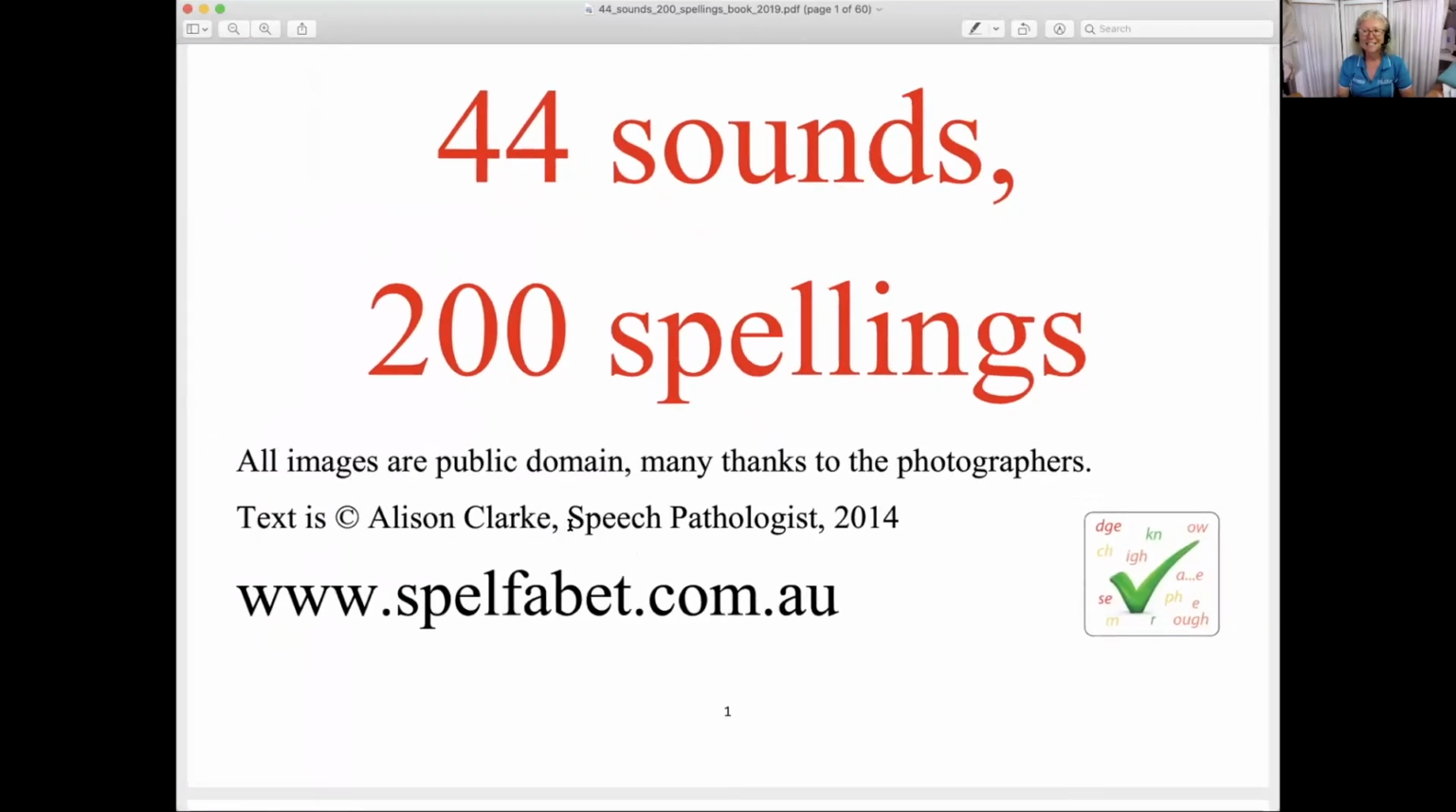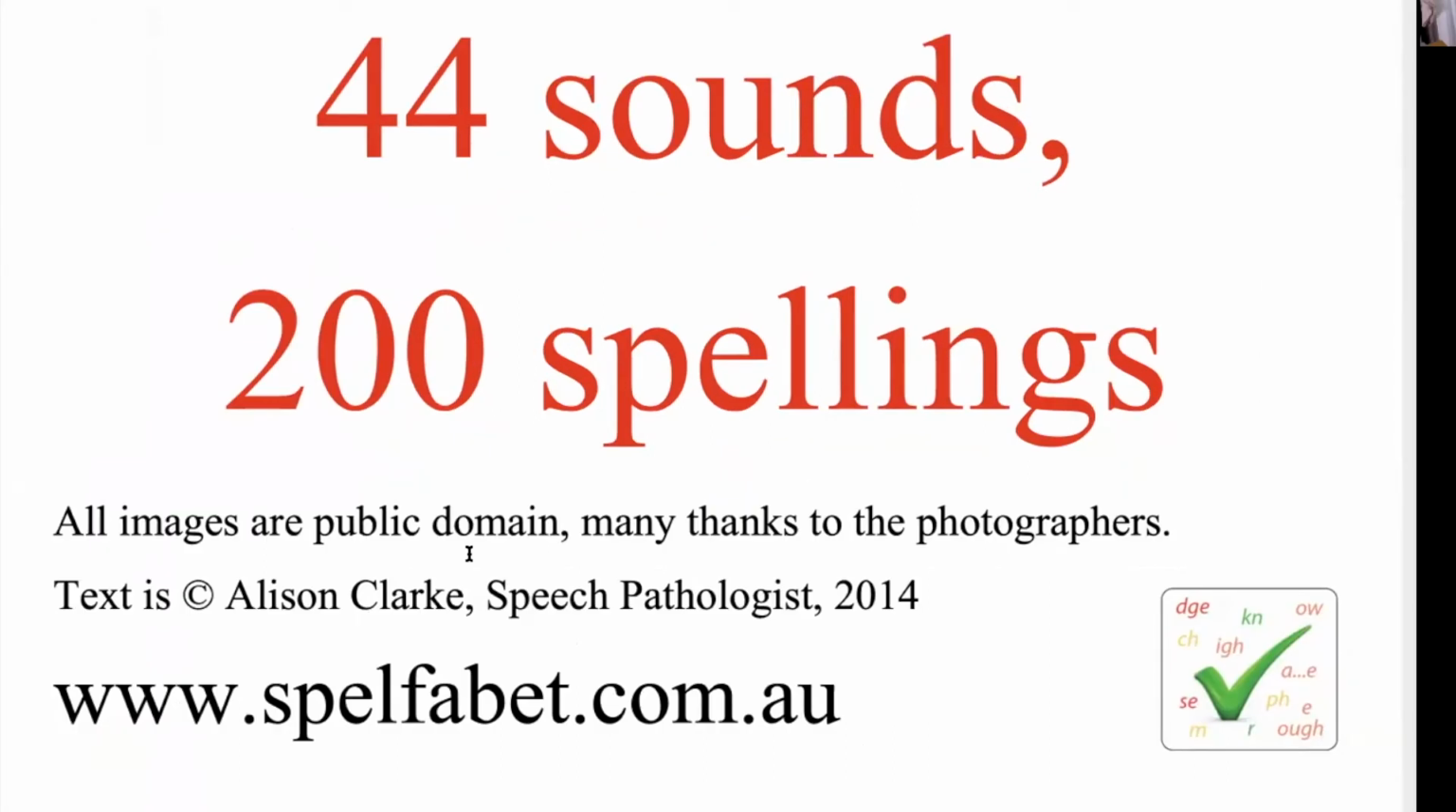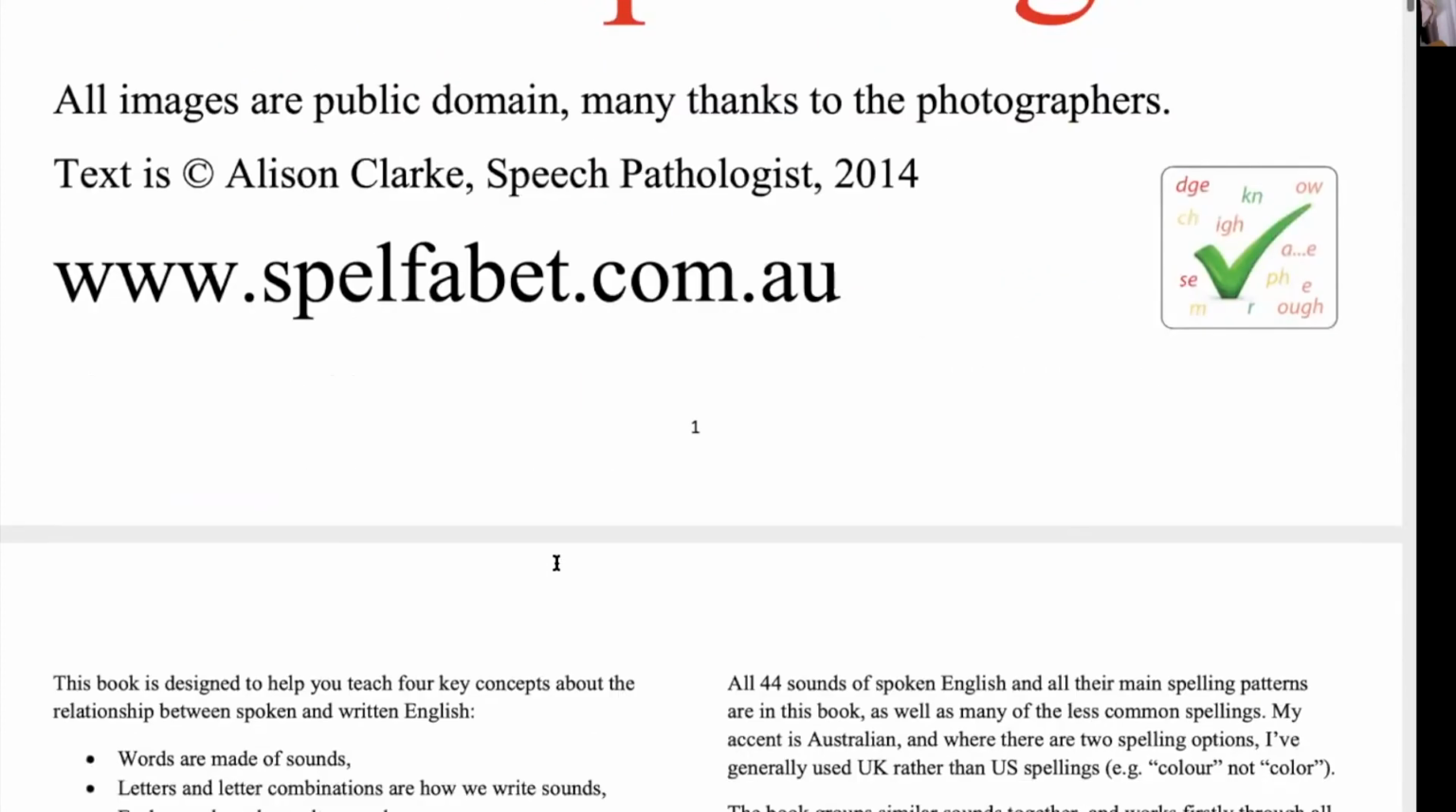We're looking at another supplementary item now. This isn't something that I've made up. So this is a link for you to download, because the person that's made this, Alison Clark, speech pathologist, has written that all images are in the public domain, and this is actually a free resource, and it's from her website, Spelphabet. So this is a lovely thing to have. And look, it shows that there are 44 sounds in English. So you might like to download this and have a look through.